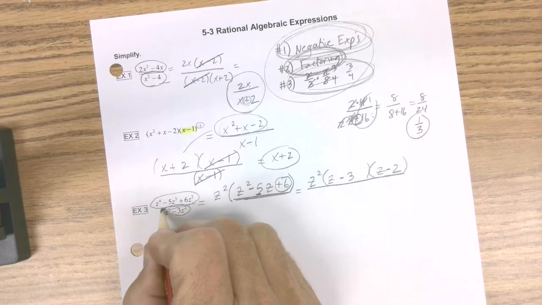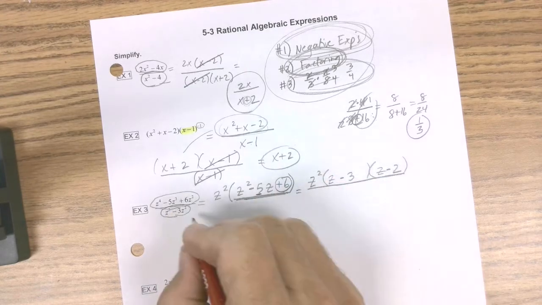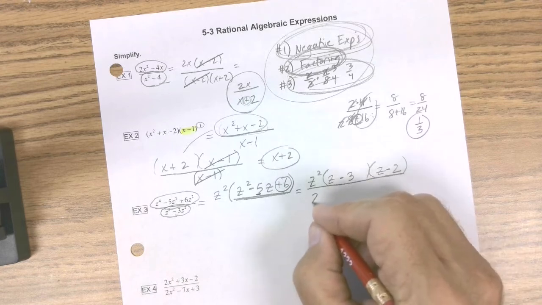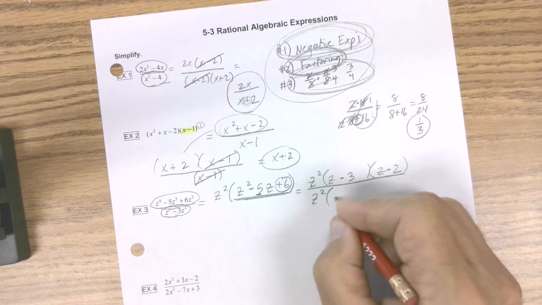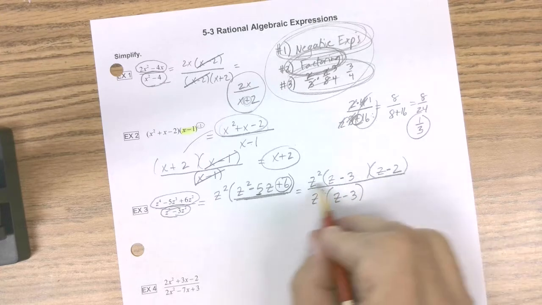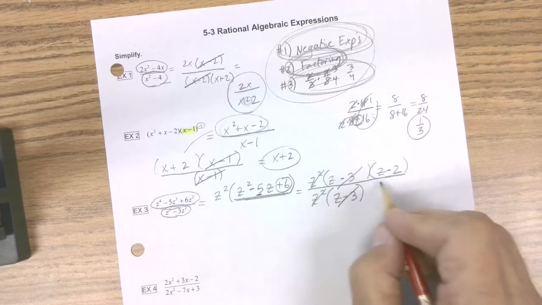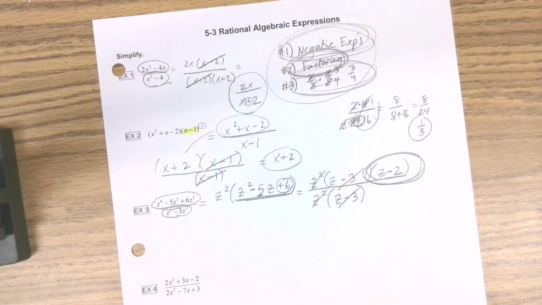What can I do down here? Well, that's a z cubed. So I can take out, and that's a z squared, so I can take out a z squared, and I'd be left with z minus 3. And now because everything's connected by multiplication, I can cross these out, I can cross these out, and that'd be my final answer. That's my simplest form.